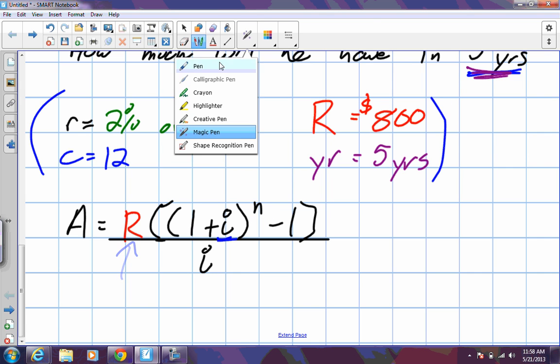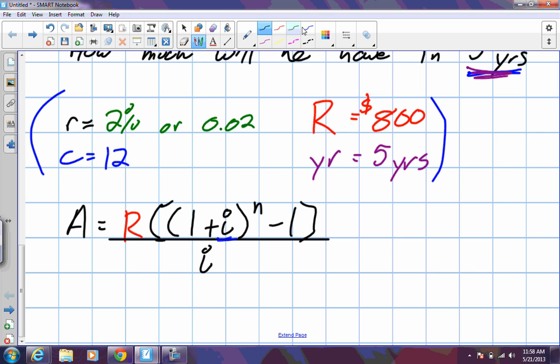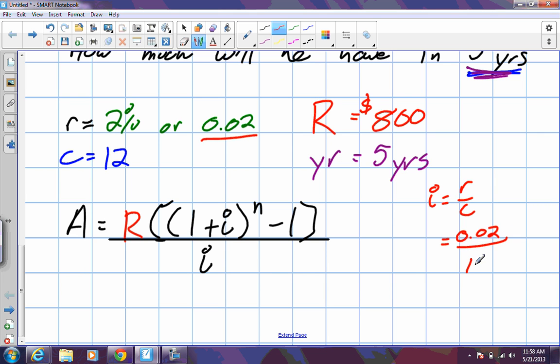If you guys recall, I was equal to the interest rate divided by the compound period. So this is the amount of interest you earn every single month. We're taking the yearly amount and dividing it 12 times. So the yearly amount was 2%, 0.02, divided by the compound period, which was 12. So we divide by 12, and we're going to get a value here.